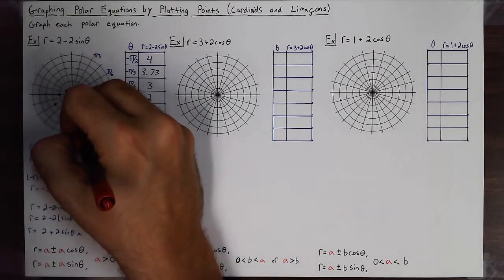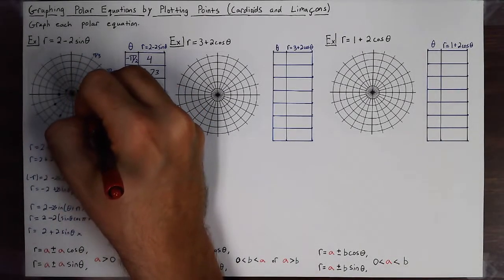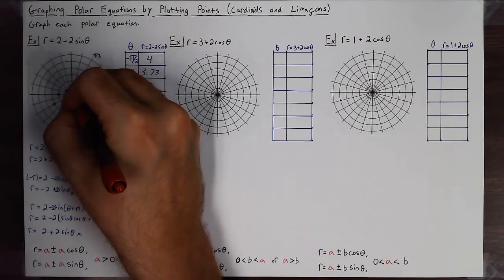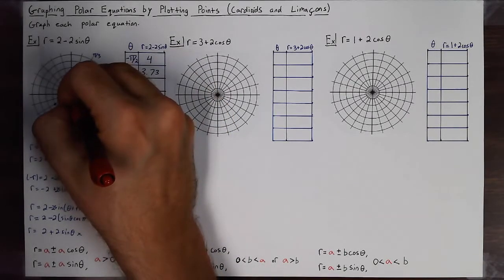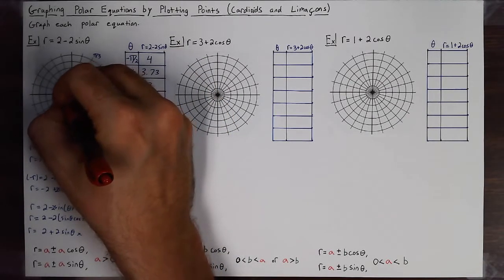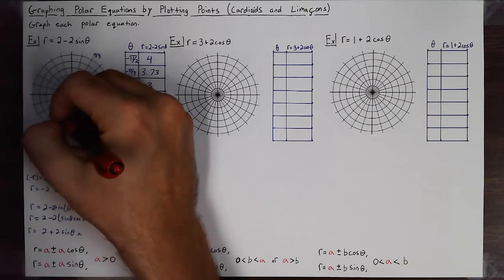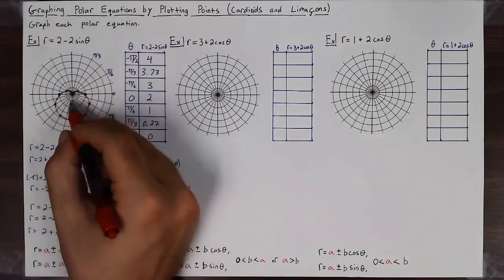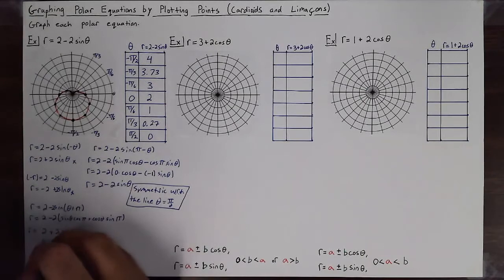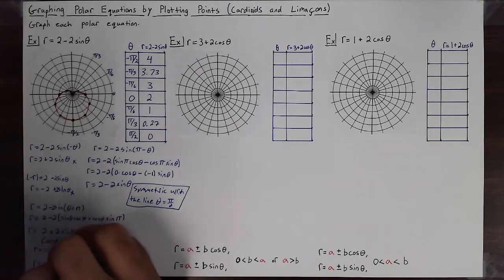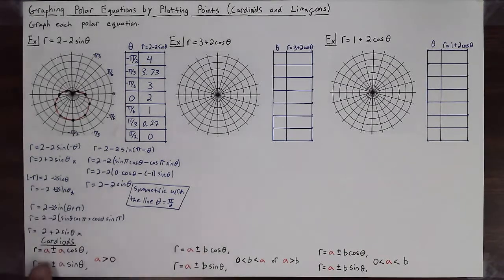So this is referred to as a cardioid. Kind of makes a little heart shape as you go through, hence the name cardioid, because that's this little divot up top making a little heart. Sometimes people call it an apple too. So cardioids have this form where you have a plus or minus a sine or cosine of theta, where both those coefficients are the same.